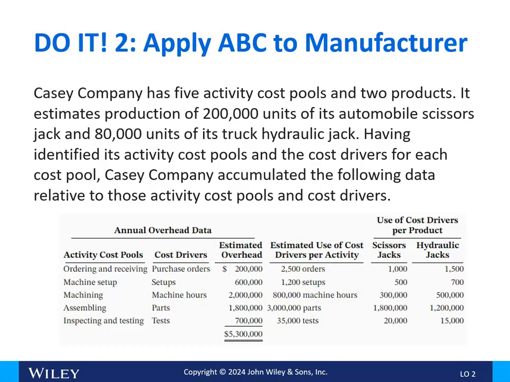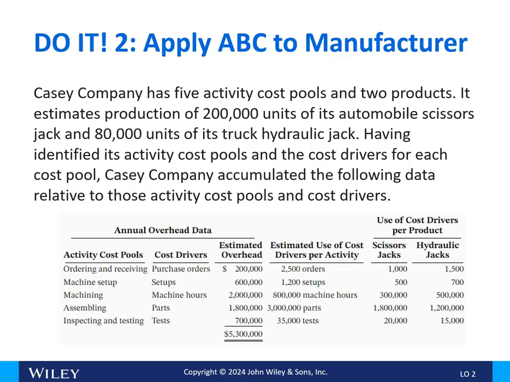So we'll go through another example. KC Company has 5 activity cost pools and 2 products. It estimates production of 200,000 units of its automobile scissors jack and 80,000 units of its truck hydraulic jack. Having identified its activity cost pools and the cost drivers for each cost pool, KC accumulated the following data relative to those activity cost pools and cost drivers.